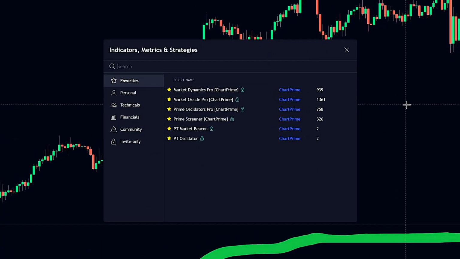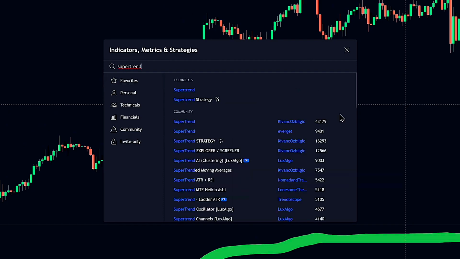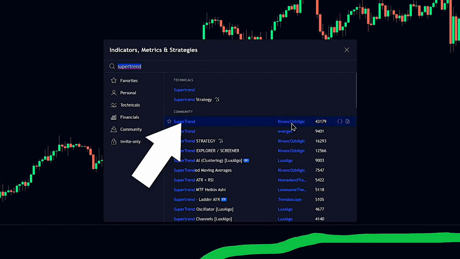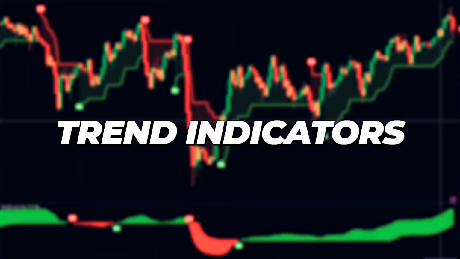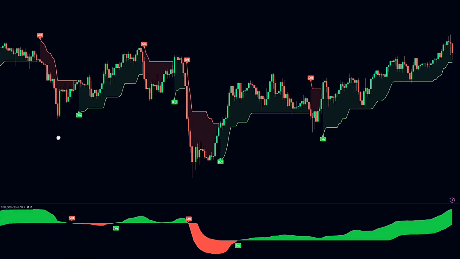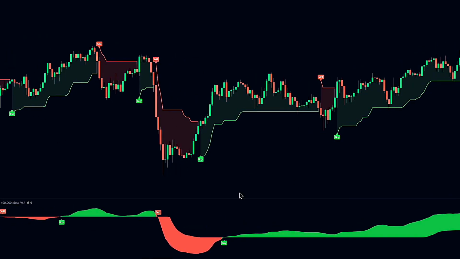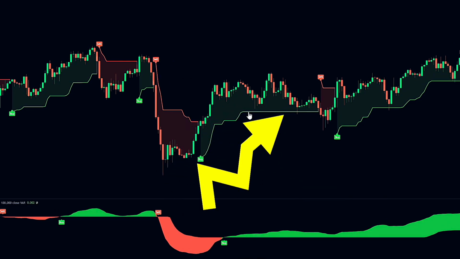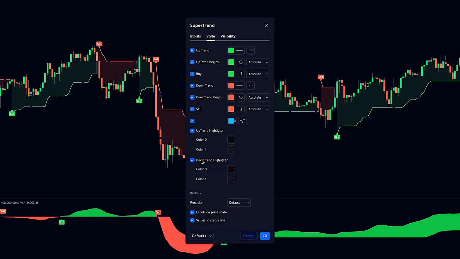Open the Indicator Search tab and look for one of the most widely used TradingView indicators, Super Trend. Select this one by this amazing author. The Super Trend indicator is one of the most popular ATR-based trend indicators, and we'll be using it to confirm trends. It works similarly to the first indicator because it also features a trend ribbon and buy-sell signals. A green ribbon or cloud means the trend is bullish, while a red one signals a bearish trend. Open the Super Trend settings and turn off the buy and sell labels since we won't be using them. Then click OK.